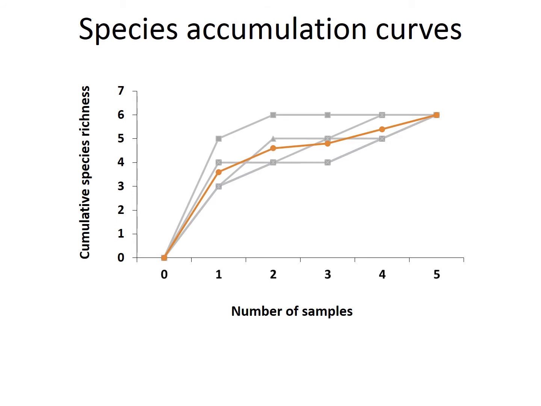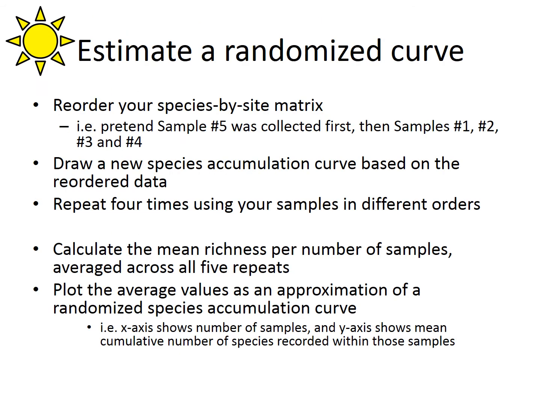It's not perfectly smooth. And if we were to add more randomizations, if we were to maybe have 20 different orders in which the samples were arranged, then we'd end up with a smoother curve still. Okay, these are those instructions. I'd like you to pause this video here to follow those instructions and generate your own randomized curve based on your bead data.